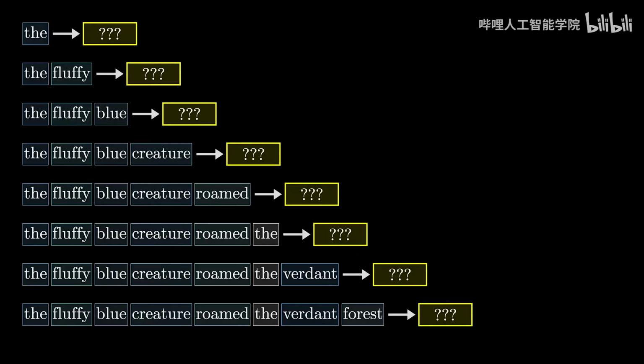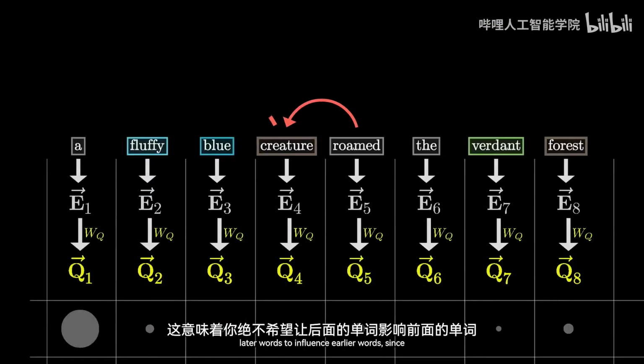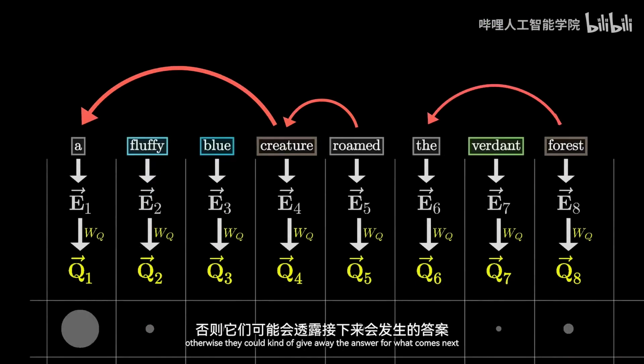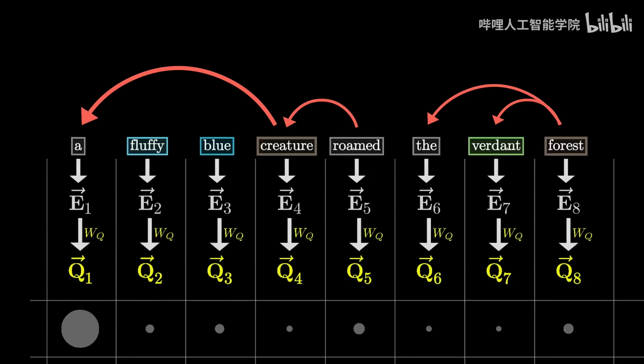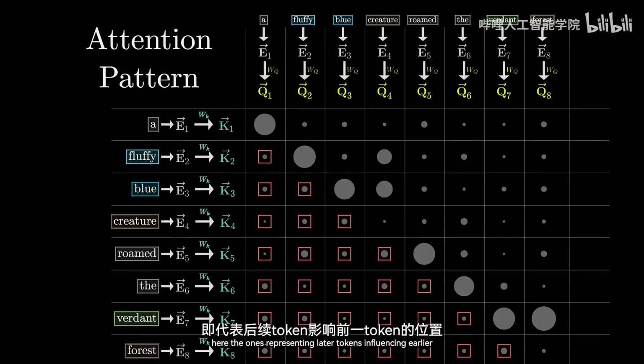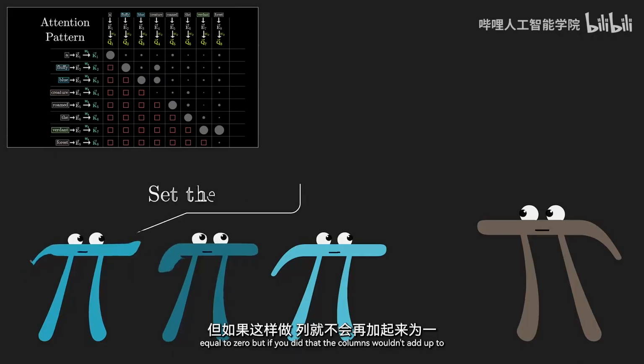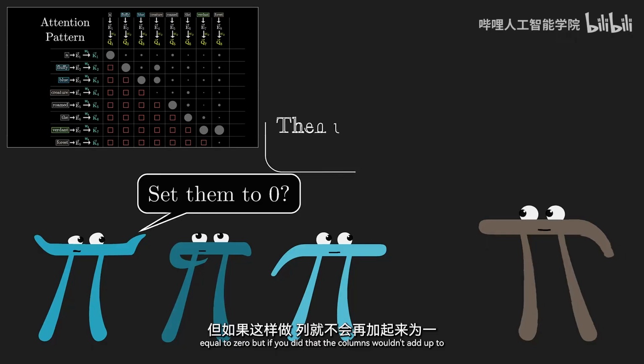This is really nice because it means what would otherwise be a single training example effectively acts as many. For the purposes of our attention pattern, it means that you never want to allow later words to influence earlier words, since otherwise they could kind of give away the answer for what comes next. What this means is that we want all of these spots here, the ones representing later tokens influencing earlier ones, to somehow be forced to be 0. The simplest thing you might think to do is to set them equal to 0, but if you did that, the columns wouldn't add up to 1 anymore.